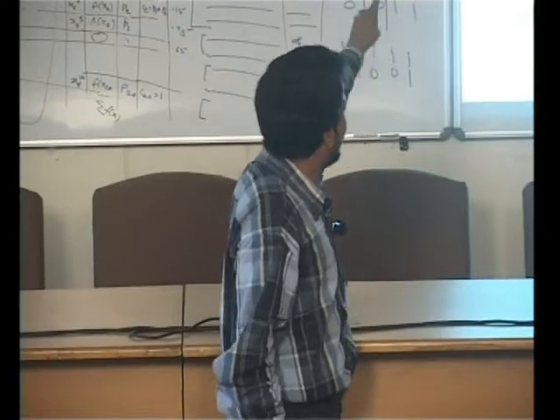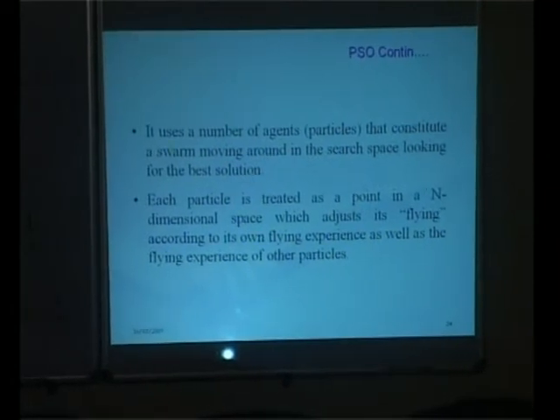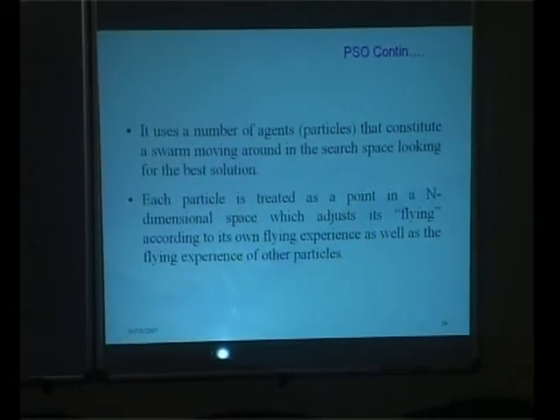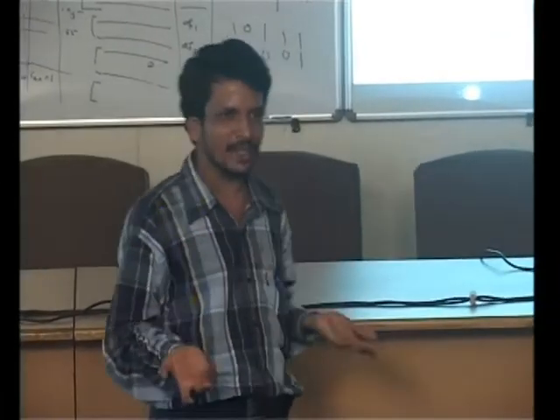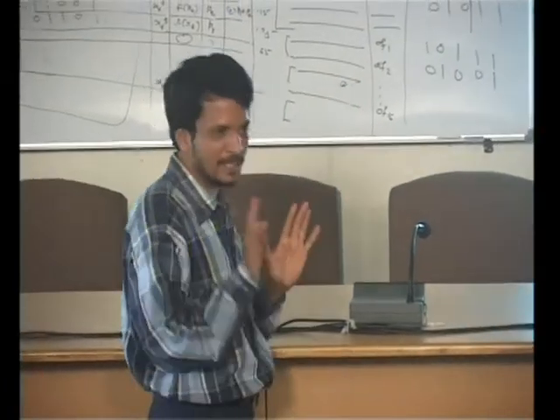So it uses a number of agents or particles that constitute a swarm. Initially you take randomly 20 particles. Mathematically, those are 20 probable solutions in the surface, known as a swarm, moving around the surface looking for the best.